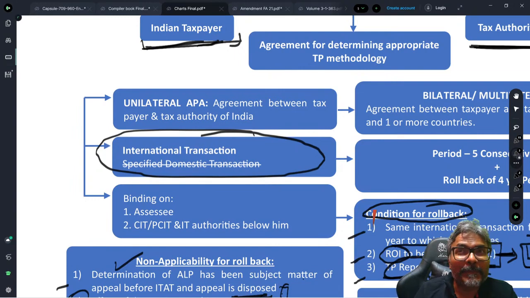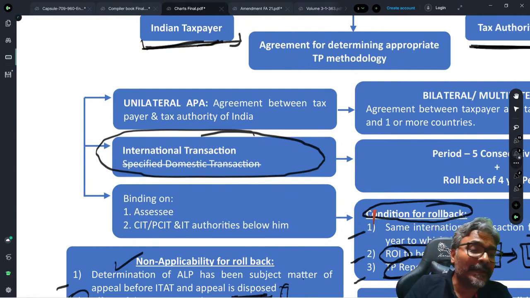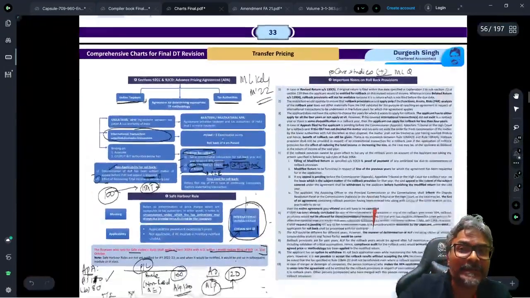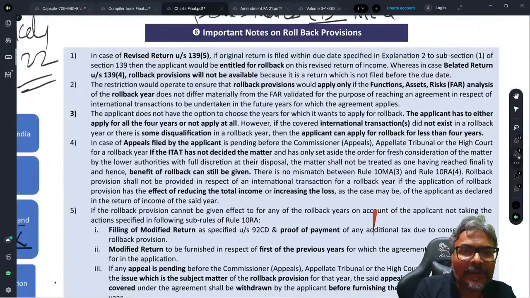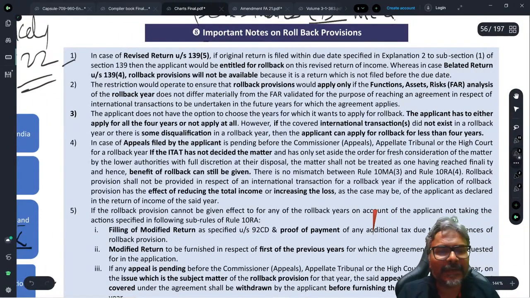So you should be mindful of the fact that just now we did safe harbor rules. In that safe harbor rule, we discussed that the safe harbor rule is applicable in respect of both the international transaction as well as the specified domestic transaction, whereas the APA is applicable only in respect of the international transaction. Did you all get this one? This is how these people will be targeting the question in the exam through the MCQs and all. Okay, with that, now let's see the important notes on the rollback provision. One by one, we'll try to negotiate and wrap it up.